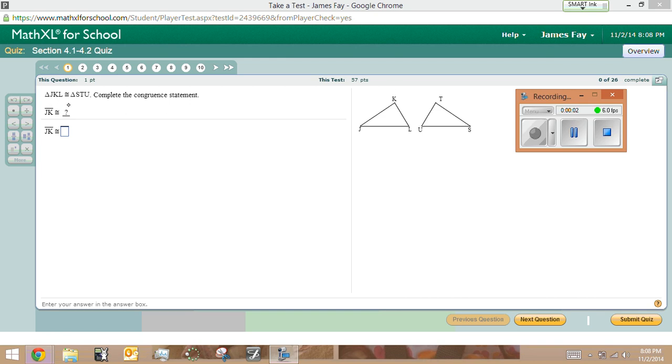Triangle JKL is congruent to triangle STU. Complete the congruent statement. Reminder that the order is showing you what parts are congruent. So just because these are JK, the first two letters here, we're going to look at the first two letters there. So JK should be congruent to ST.